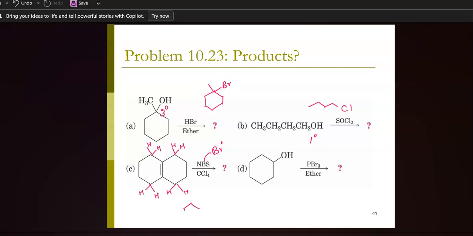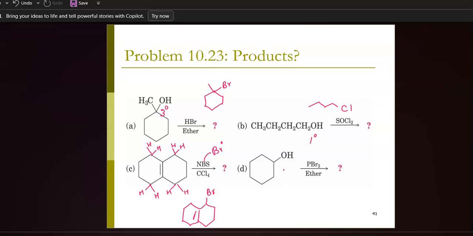Here all these 8 hydrogen atoms are exactly the same, so we can write the product with just one of the hydrogen atoms getting substituted by bromine. The double bond remains intact, do not change that, and then you can put a bromine atom replacing the hydrogen atom. So if you had placed the bromine here or here or here, it would be the same product, so it doesn't matter which hydrogen you substitute with a bromine atom.